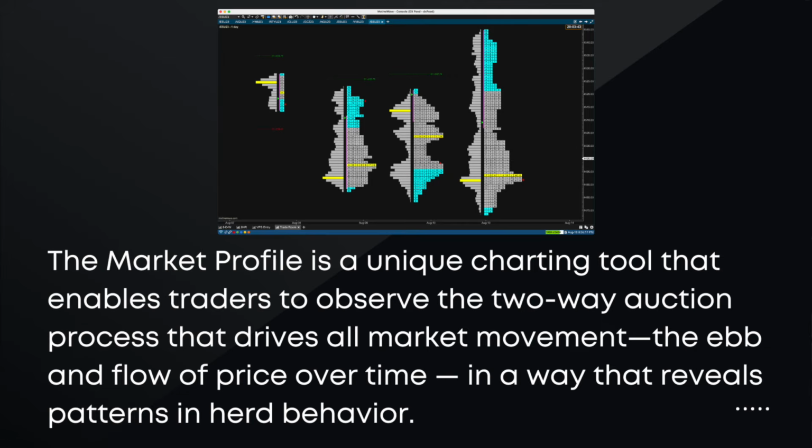Next, we have market profiles. In the words of James Dalton, the market profile is a unique charting tool that enables traders to observe the two-way auction process that drives all market movement, the ebb and flow of price over time in a way that reveals patterns in herd behavior. I personally choose to use volume profiles solely, yet we have some team members who are very successful that prefer market profiles. I'd recommend you spend some time learning both of them.